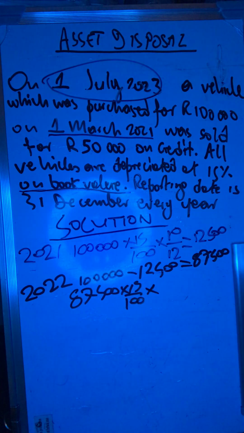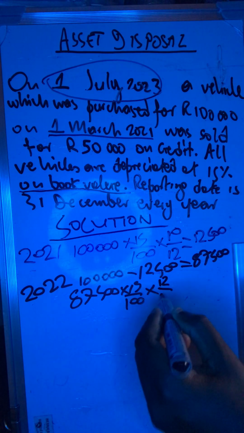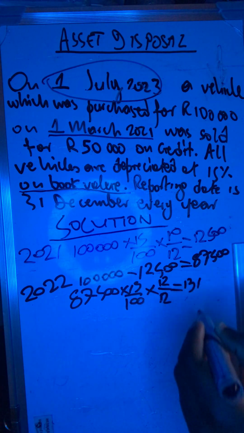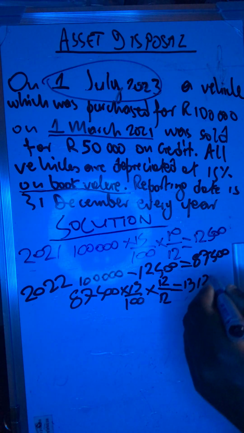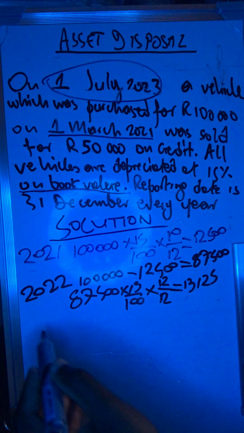Now, did anything happen to this asset in the year 2022? This asset never had any problem in the year 2022, because, like we are told here, it was sold in 2023. So for the year 2022, we had it for the whole year, which means multiplied by 12 months out of 12 months, and our depreciation for year 2 is 13,125, right? Let's come to the current year.